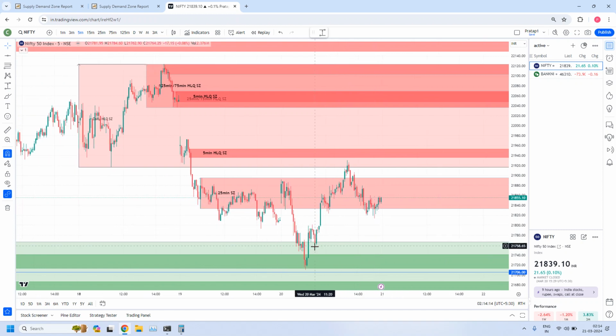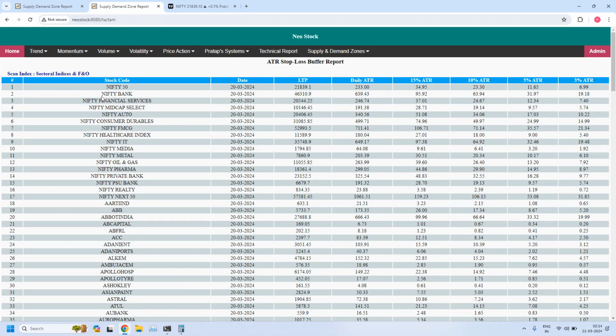So that's why I am recommending all the members, whoever is watching the Nifty, Bank Nifty videos, every day pick up the values from this list. You will be getting the calculated values. This is a 3% ATR you can use for your intraday 5-minute zones. And 5% ATR you can use for 15-minute zones. 10% ATR is for 75-minute or 125-minute zones. And 15% ATR you can use for daily zones. That is your entry zones.